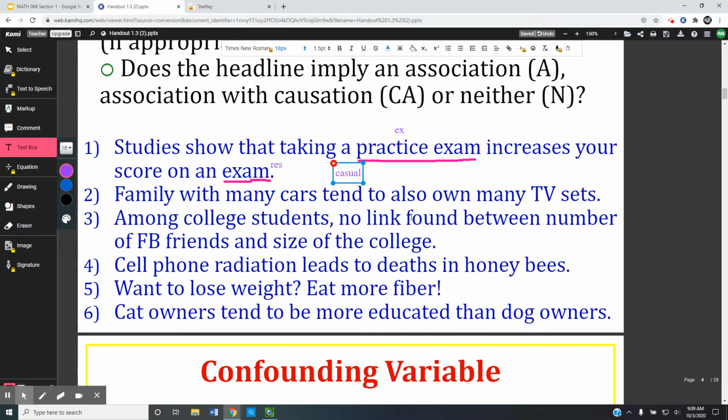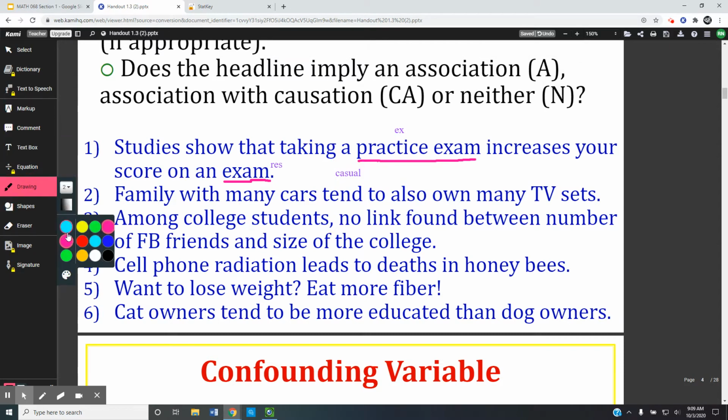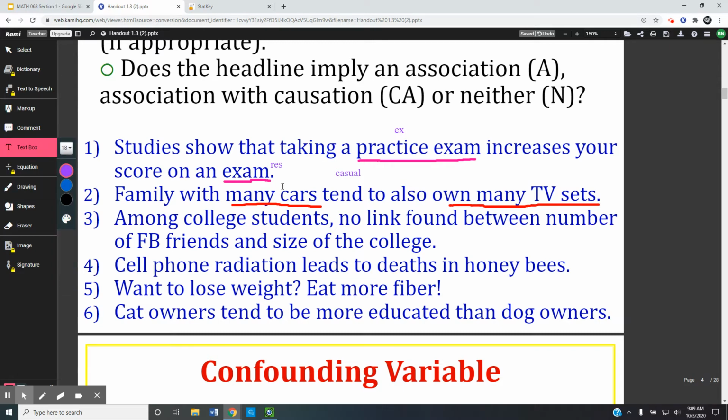Second, a family with many cars tends to also own many TVs. Okay, so let me get my tool here. We're going to do a little drawing again here. Let's change to maybe, let's use red. So many cars is our explanatory, and owning many TVs is our response. And we'll mark that down on there so we actually have that particular piece on it. So again, we'll put EX, explanatory, and TV's response.